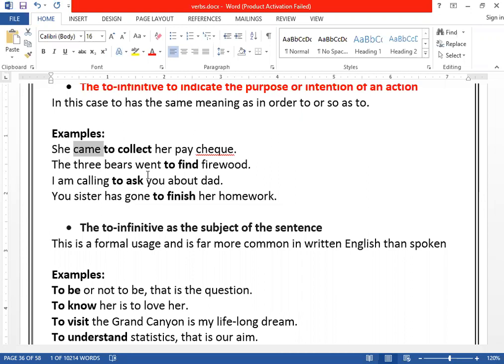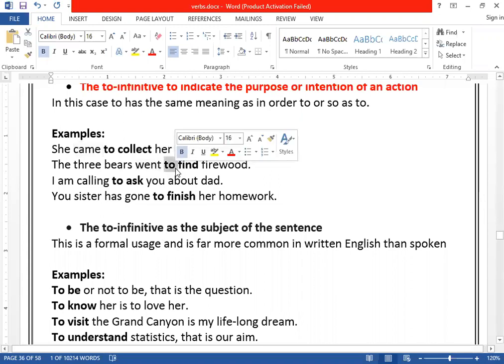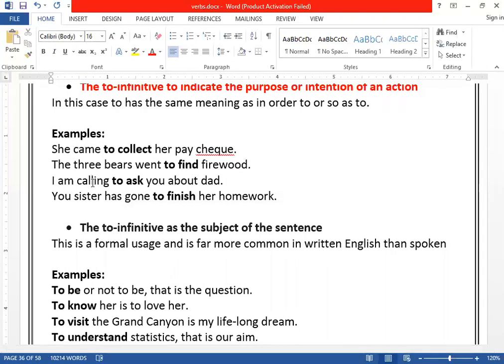Clear? Now, for example, the three bears went to find what? The purpose: firewood. I'm calling to ask about my date. Your sister has gone. What was the purpose? To finish her homework.